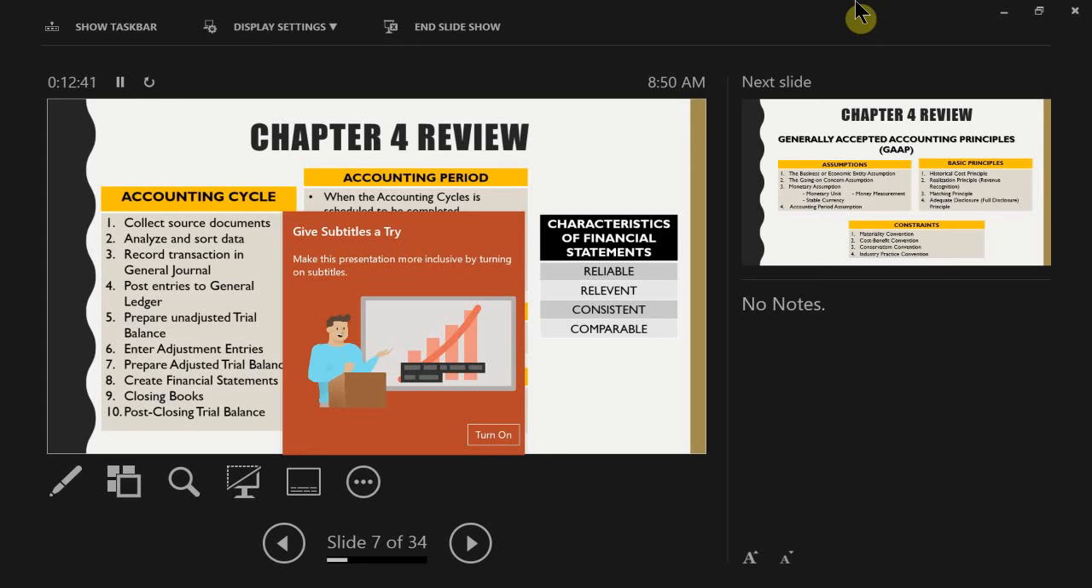We talked about calendar year versus fiscal year. Basically, calendar and fiscal year is determined by when you need to submit your taxes to the IRS.